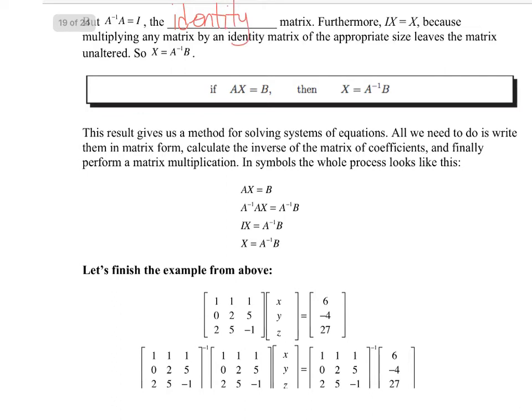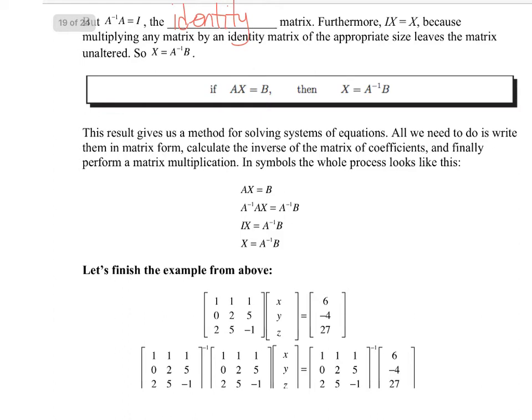Which is like 1. Furthermore, the identity times x equals x, because multiplying any matrix by an identity matrix of the appropriate size leaves the matrix unaltered. It's like multiplying by 1. So x is equal to A inverse times B. So this is the general principle. If you set up a matrix equation where you have A times x equals B, then x is always going to equal A inverse times B. And that's how we solve a system of equations.